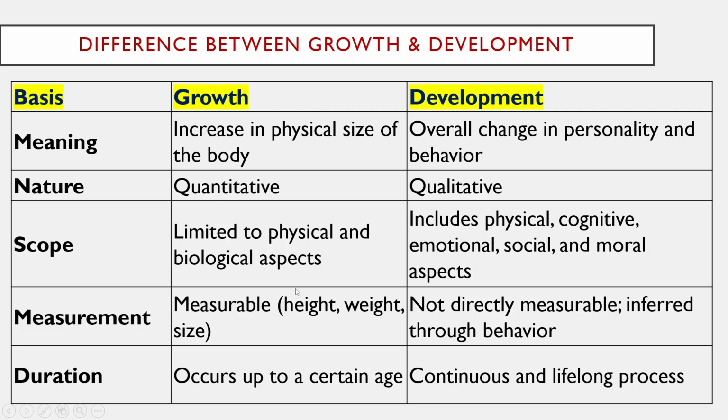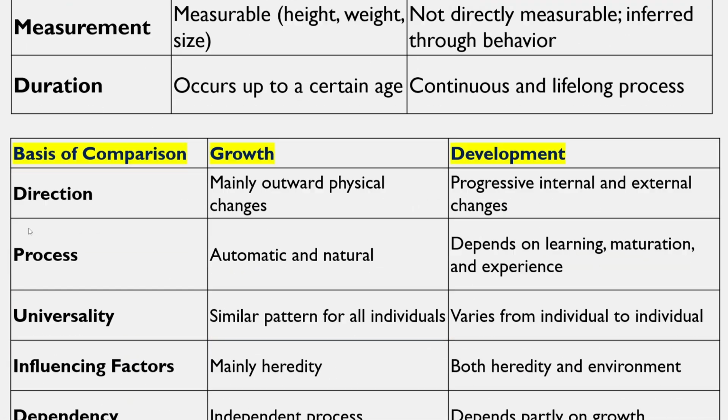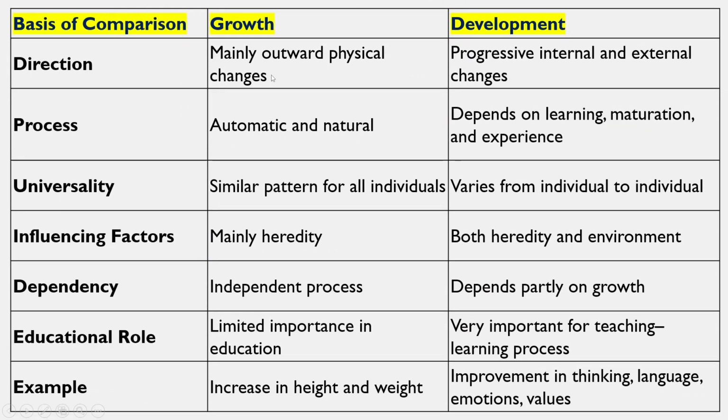Growth is measurable: height, weight, and size. Development cannot be directly measured. It is inferred through behavior. Duration: growth occurs up to a certain age. Development is a continuous and lifelong process. Direction: growth is mainly outward physical changes. Development is progressive, both internal and external changes.